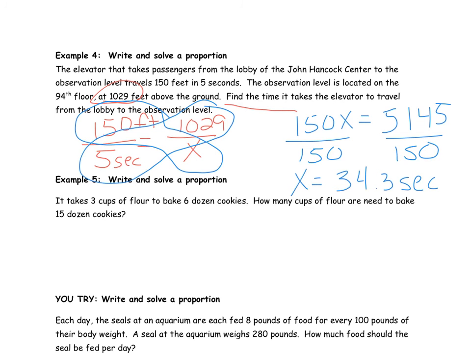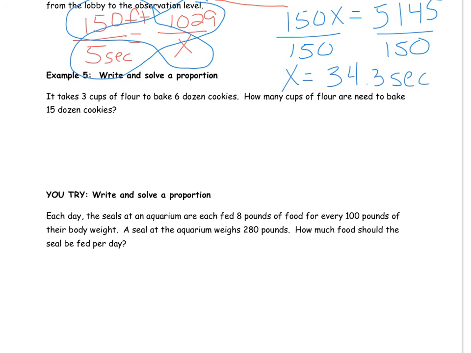Alright, let's look at example 5. Okay, so it takes 3 cups of flour to bake 6 dozen cookies. How many cups of flour are needed to bake 15 dozen? Okay, so 3 cups to make 6 dozen cookies. Alright, and then on my other proportion, since I have my cups up here, I want to make sure that I put my cups up here. So it says how many cups. So that's what I don't know. So that's my x to make 15 dozen cookies. So since dozens are down here, dozens go down here.